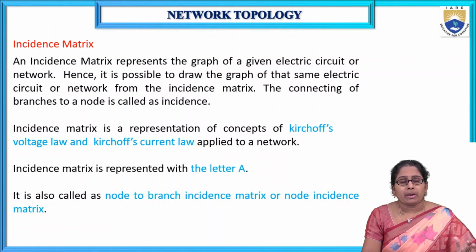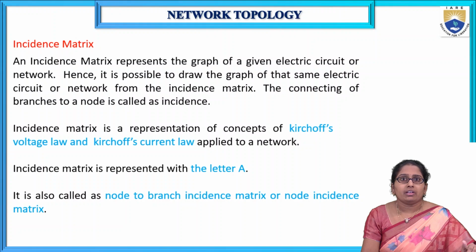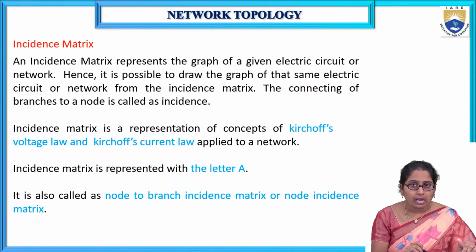So the incidence matrix represents the graph of a given electric circuit, and so it is possible to draw the graph of the same electric circuit from the incidence matrix. That means if the incidence matrix is given, we can draw the graph of the electric circuit. And here the connecting of branches to a node is called incidence.